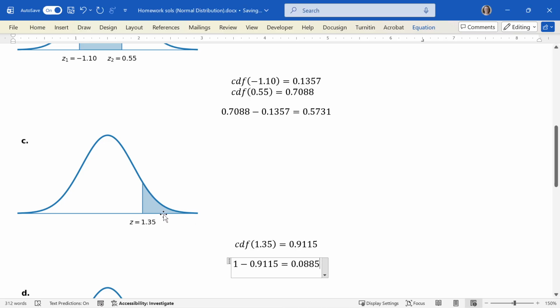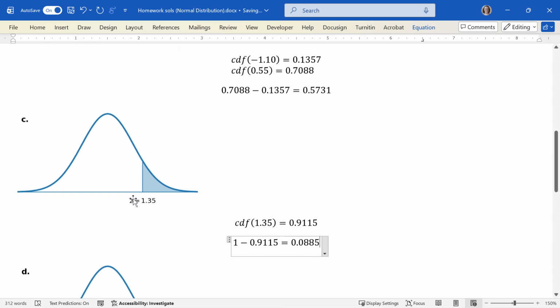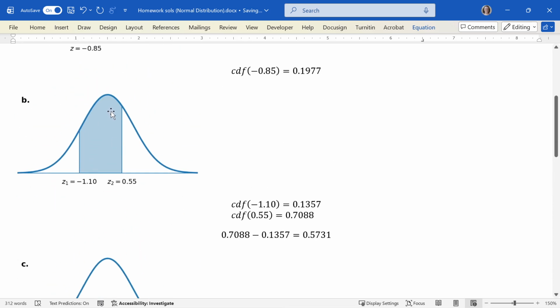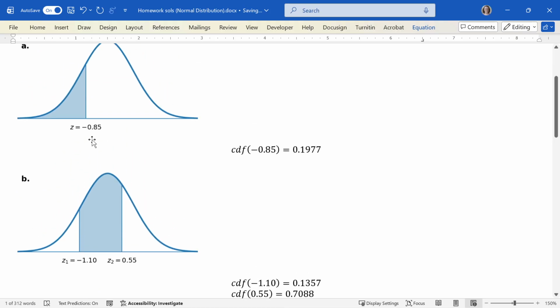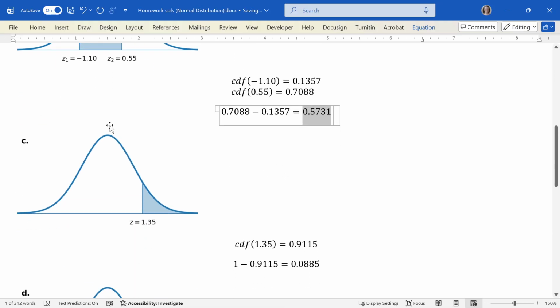And if you look at these pictures too, ask yourself if it makes sense. Does this look like about 9% of the whole area? Yeah, it looks about right to me. Like on this one, did it look like it was about half or close to 60% of the area? Yeah, looks about like that to me.